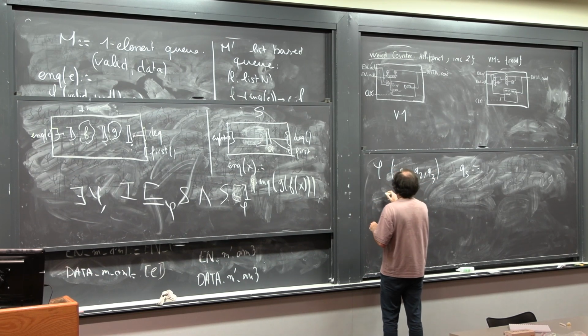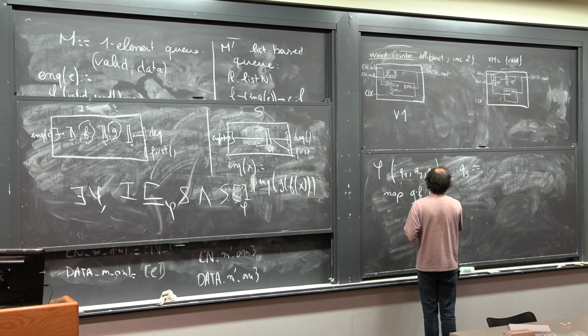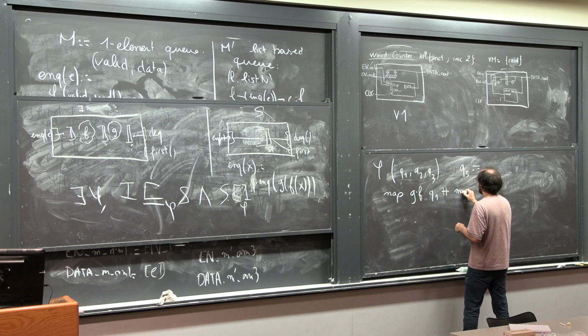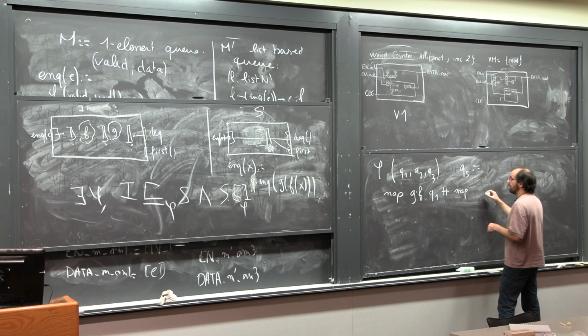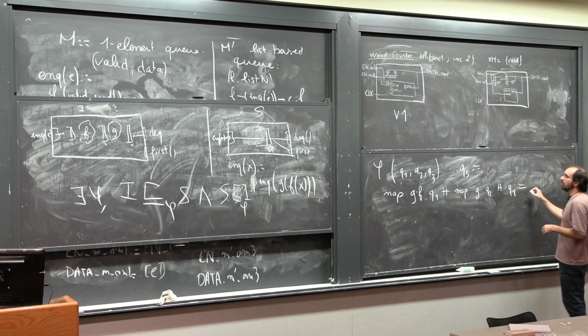It's simply saying that map of G composed with F to Q1, to which we append map of G to Q2, to which we append Q3, is always going to be equal to QS. Okay? How do we prove that?